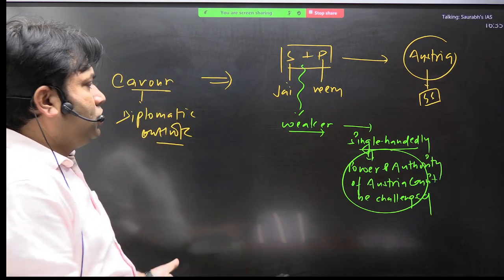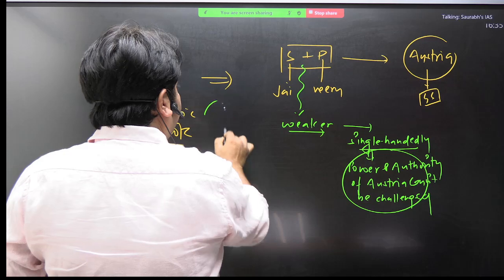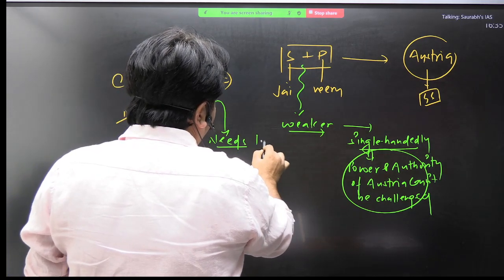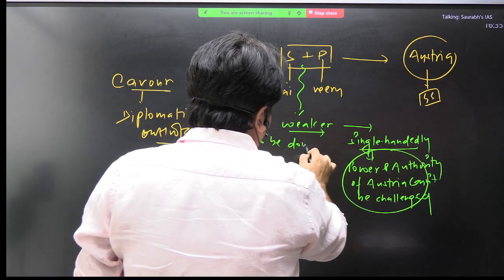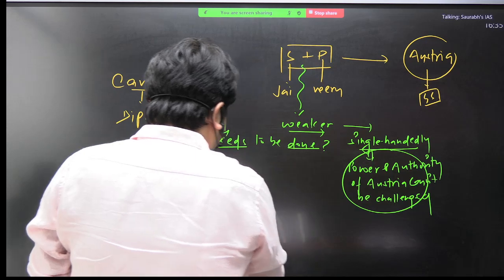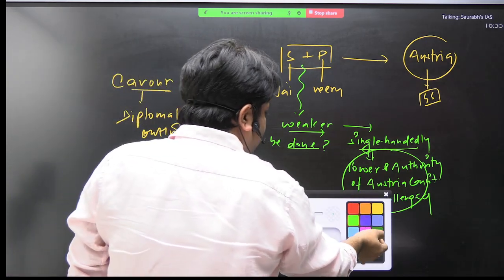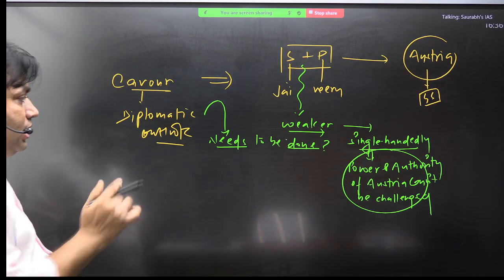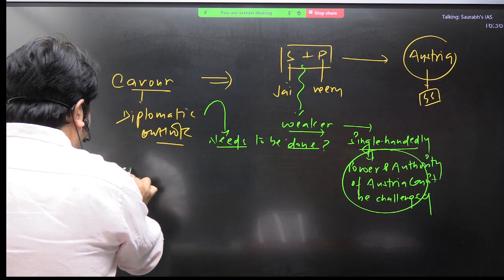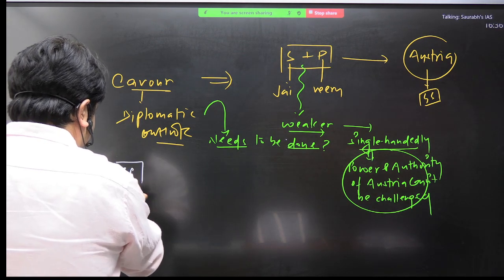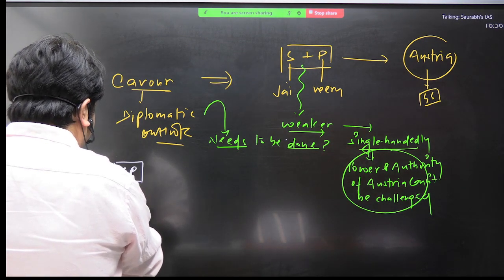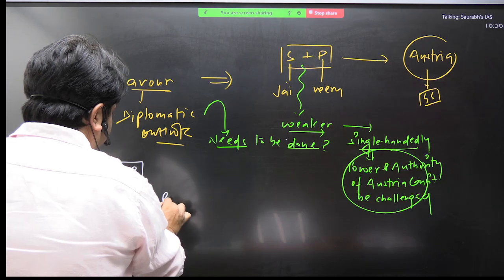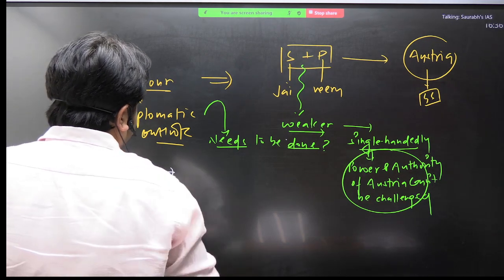ठीक है? So what needs to be done? अब यहीं पे डिप्लोमेसी होता है कि क्या किया जाना चाहिए. क्या करने की जरूरत है आखिर? If we cannot single-handedly challenge Austria, so what needs to be done? Now, Cavour says that first we need to bring economic prosperity in Sardinia Piedmont.